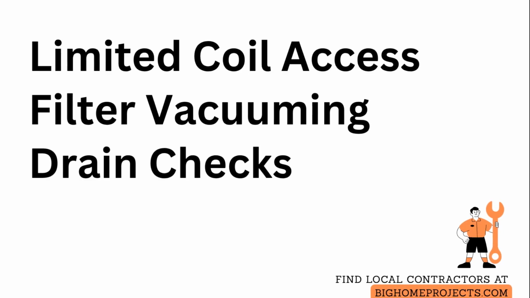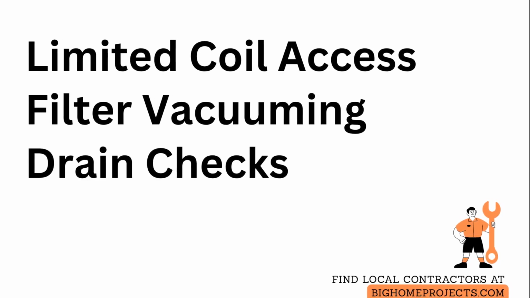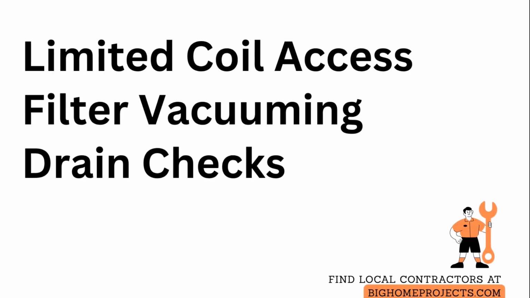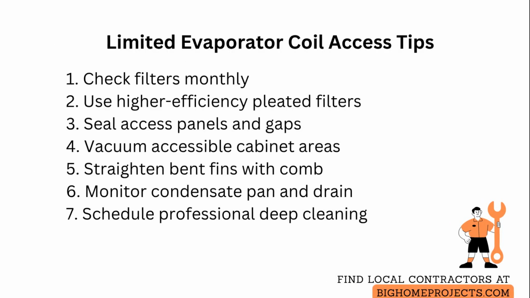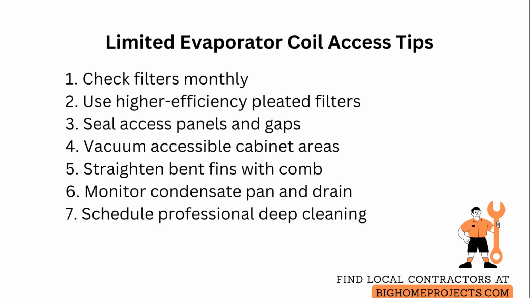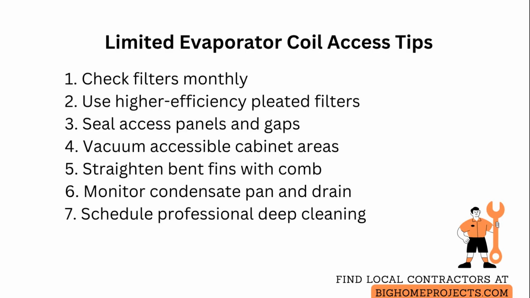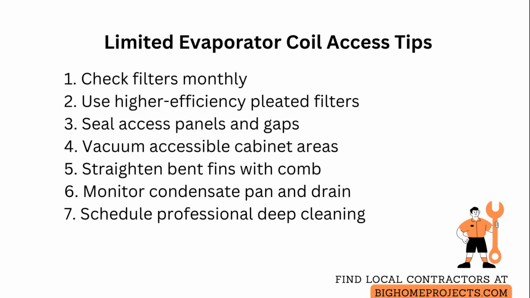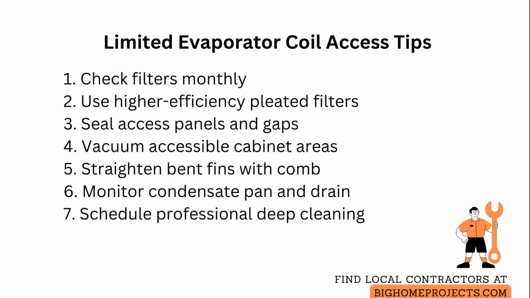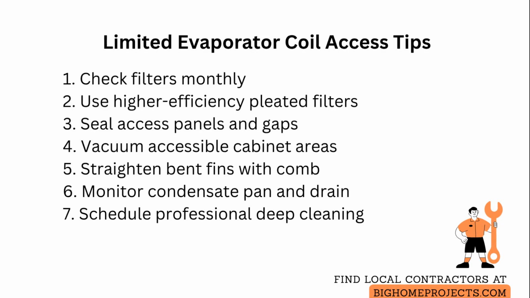If evaporator coil access is limited, start by stabilizing airflow and reducing contamination risk immediately. Focus on keeping system filters pristine by checking them every month and replacing or cleaning them according to the manufacturer specifications. Use higher efficiency pleated filters rated for your system to capture more particulate before it reaches the coil. Maintain a tight seal around doors and access panels so air follows designed pathways and not leaks that deposit dust on the coil. Use foam tape or weather stripping where gaps appear.